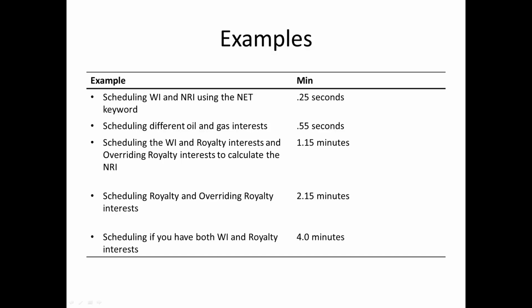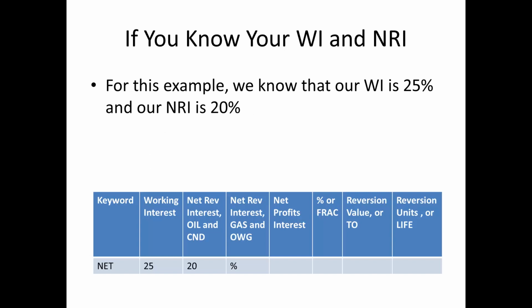A list of the examples is shown on this slide along with the approximate time they begin in this video. If you are only interested in royalty interests, you can use the slider bar to go to 2 minutes 15 seconds. This example shows you how to schedule your interests if you know your working interest and net revenue interest.